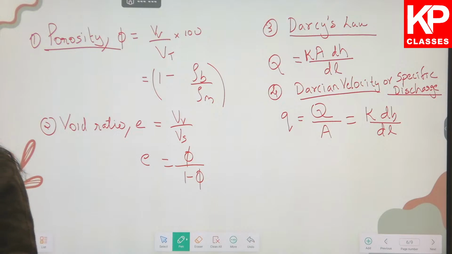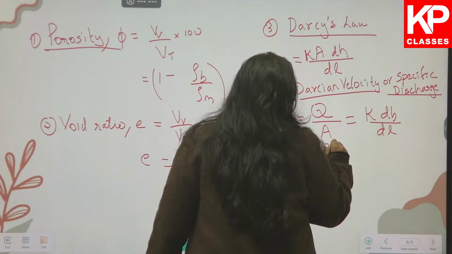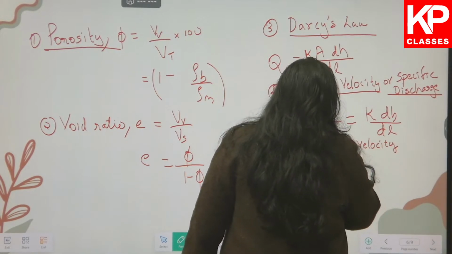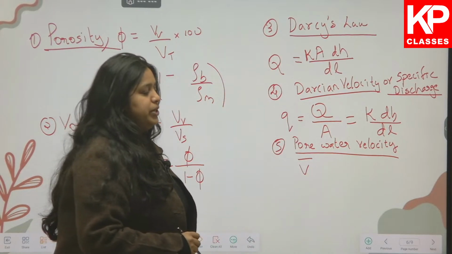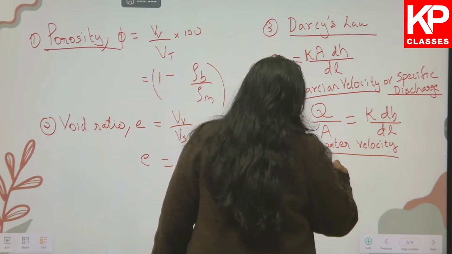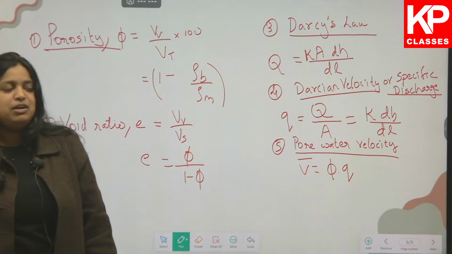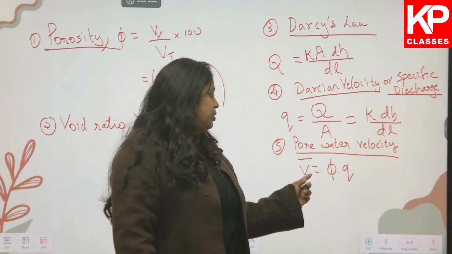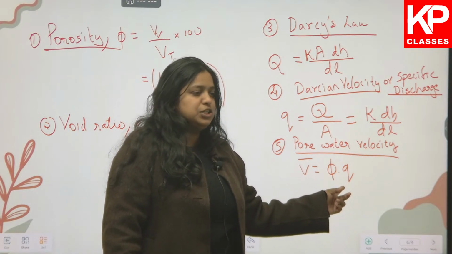Now there is another terminology called the average pore water velocity, which is notated by the letter V dash. Pore water velocity V dash is equal to porosity into Darcian velocity q. This V dash defines the velocity of water through the pore space, through each individual pore space. What is the velocity of groundwater? That is porosity into Darcian velocity.